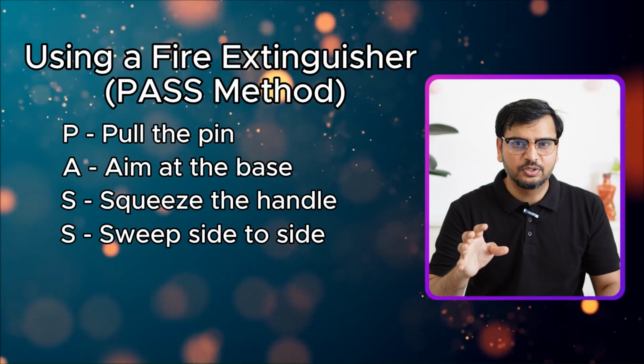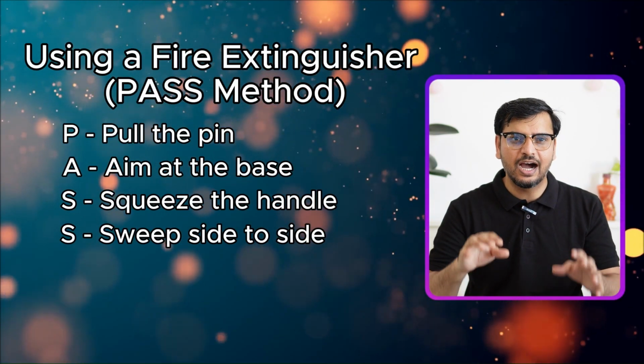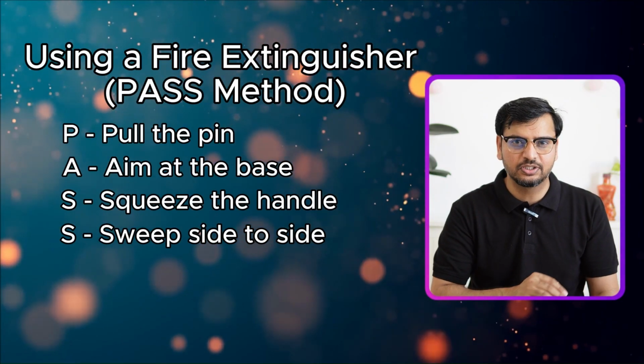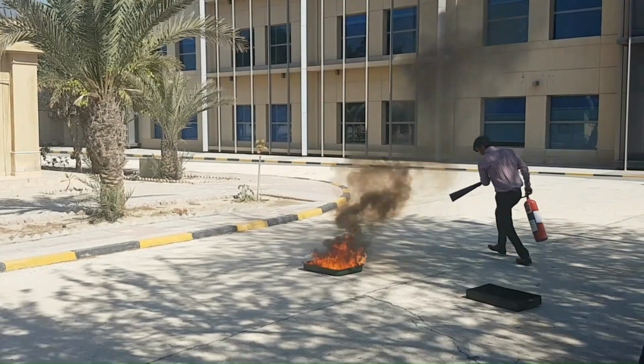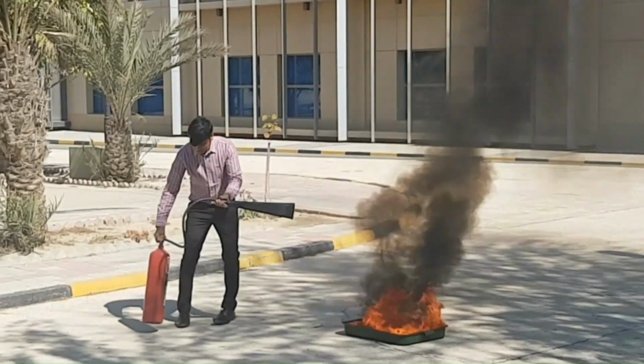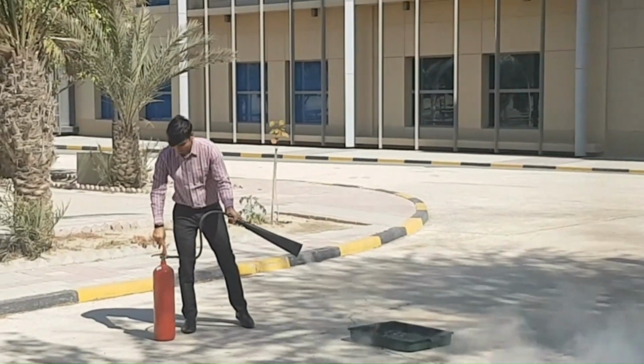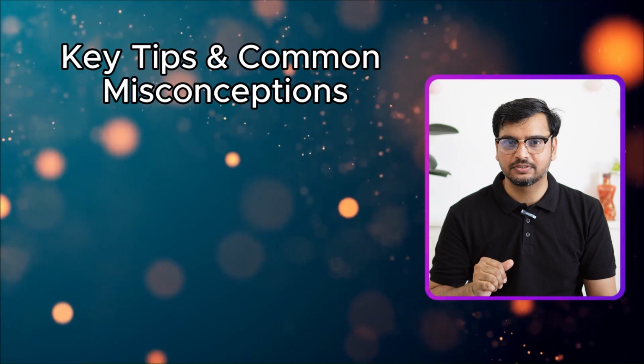Using a fire extinguisher on live fire, this practical guide will help you to understand how to effectively use a fire extinguisher in a real life scenario. First, P is to pull the pin. Aim at the base of the fire. Squeeze it. Lastly, let's understand some key tips and common misconceptions.